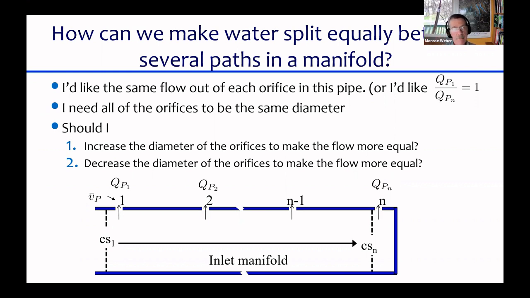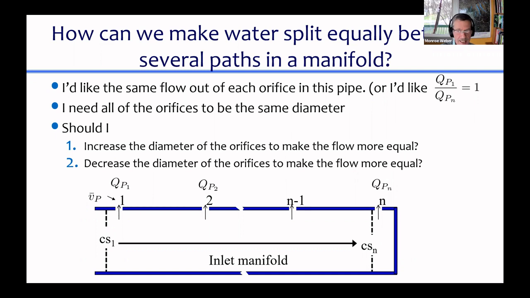And to make it easy to fabricate, I want all of those ports, the orifices, and I want their diameters to all be exactly the same. But my question to you is, well, okay, I'd like QP1 over QPN, the flow out of port 1 divided by the flow out of port N, to equal 1. That's what I'd like to have happen. There's a reason why I'll never get that, but I'd like you to think about, what could I do to get closer to having that ratio equal 1, meaning I get uniform flow?